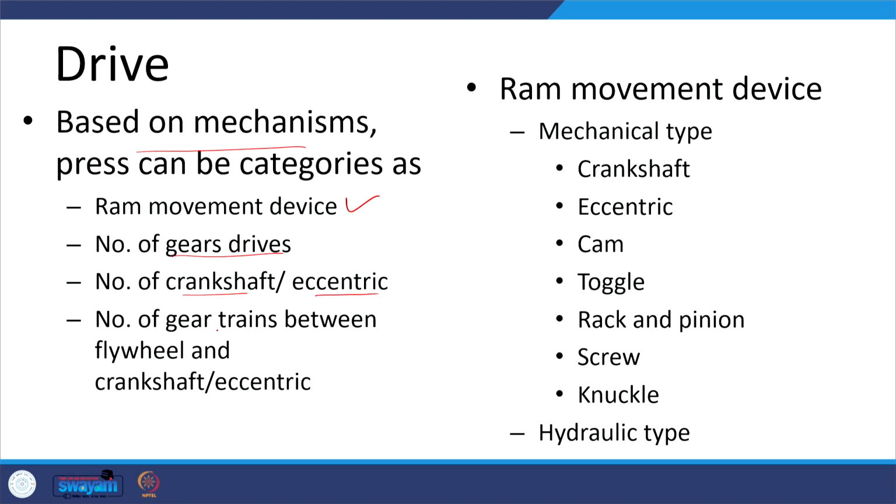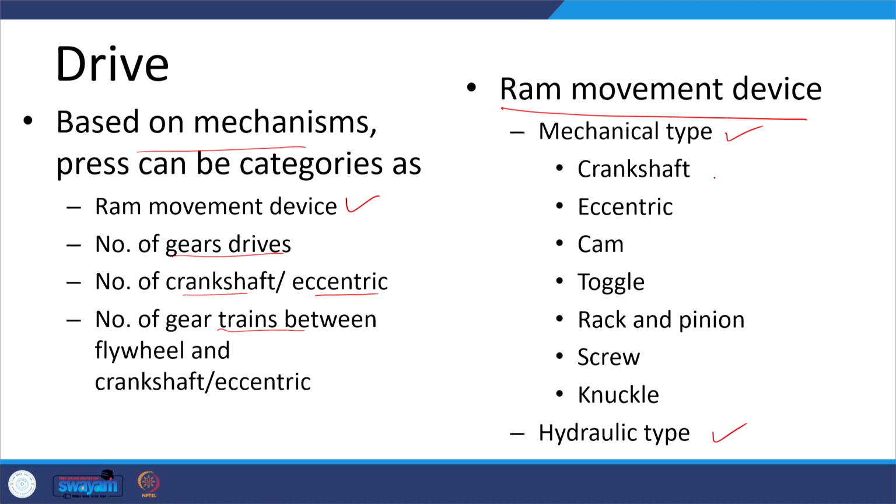Then the number of gear trains. So, the power is directly delivered to the crankshaft from the motor, or it is through the flywheel, or it is through gear train systems. So, whether it is a single gear train or multiple gear trains. As far as realizing the ram reciprocating movement is concerned, there are two types of arrangements. One is mechanical and another is hydraulic type.